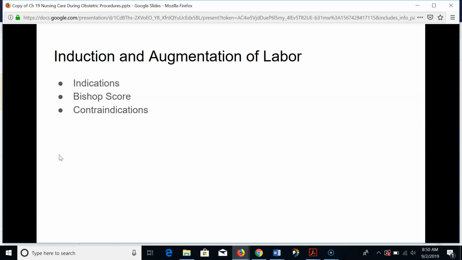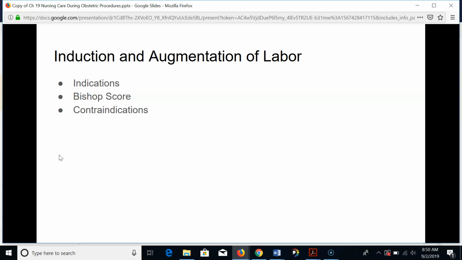Indications for either of these need to include 39 weeks gestation, unless medically indicated to do sooner than 39 weeks. They can induce for postdates, which is after 40 weeks gestation. They can induce for infection to mom or fetus, hypertension of mom, or other medical condition that puts mom or infant at risk. Determining if an induction should be done uses the Bishop scoring system.